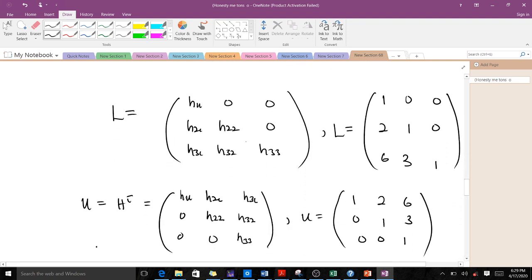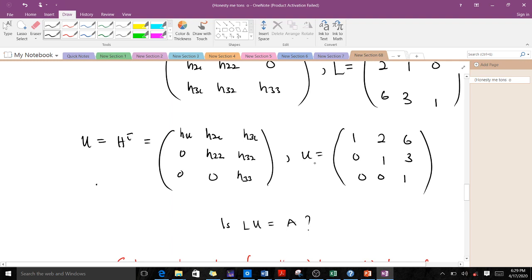So our lower triangular matrix is given as this particular matrix here. So when you replace it, h11 was 1, this was 2, this was 1, this was 6, this was 3, and this was 1. So that means you are done with the lower triangular matrix. And we said our upper triangular matrix is just the transpose of the lower triangular matrix. So that gives us this U.